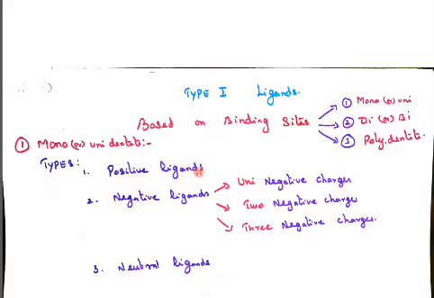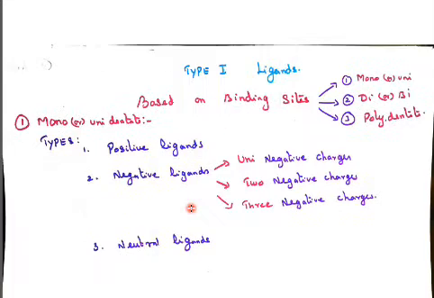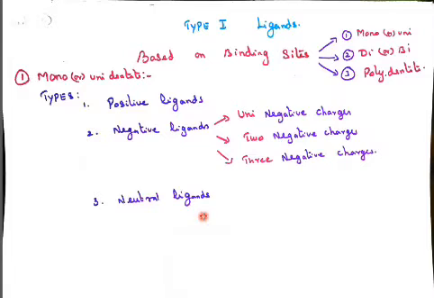First, positive ligands. They end with -ium. Negative ligands we have uni, di, tri, like that. So one negative charge, two negative charges and three negative charges are called negative ligands, and neutral ligands have no charge at all. A positive ligand will have a positive charge, a negative ligand will have a negative charge of 1, 2, 3, etc.